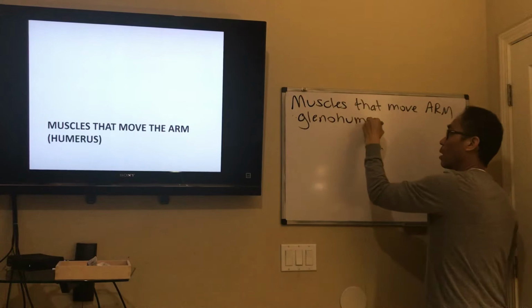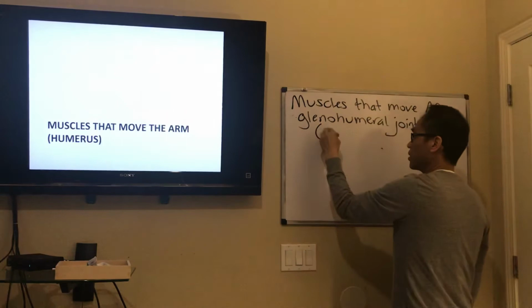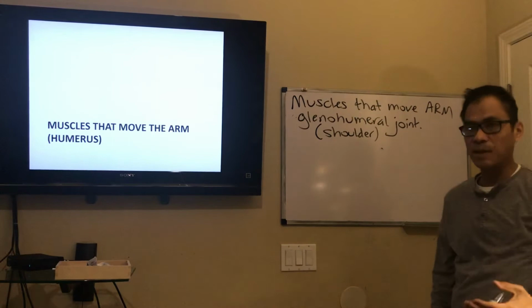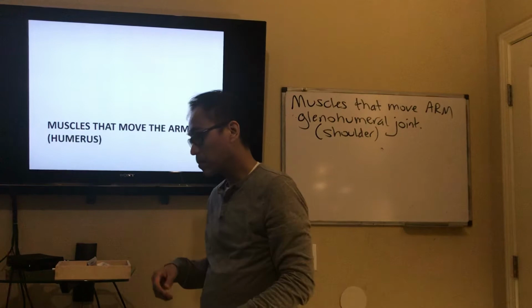Glenohumeral joint. Sometimes people just call this the shoulder joint. So if someone ever says the shoulder joint, it's the glenohumeral joint, the ball and socket joint of the shoulder. And well, let's talk about movements at this joint.